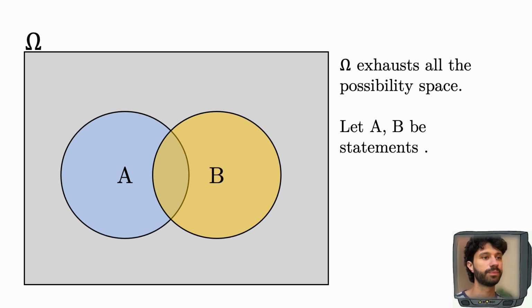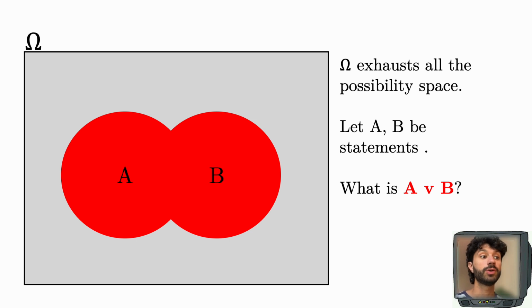Now I can ask you, what is A or B in this omega? How would you represent it? Like, if you had to color, what would you color? Okay, I recommend you pause and think about it. Okay, so it'd be this red part.